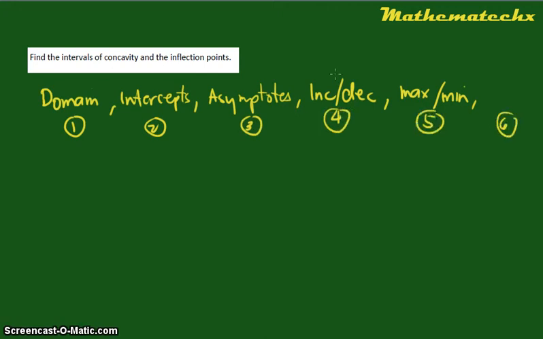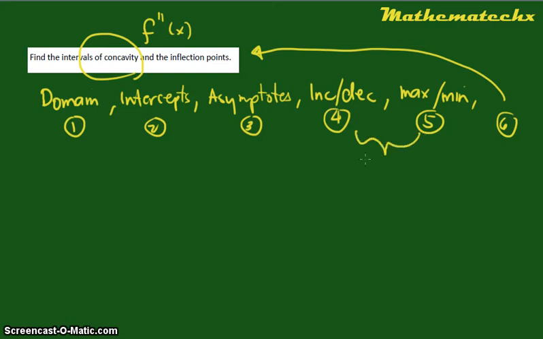The last step before graphing is for you to identify what are the intervals in which the graph is concave up or concave down, and we have to identify the inflection points. Okay, concavity depends on the second derivative. If increasing, decreasing, and maximum or minimum highly depend on the first derivative, concavity and inflection points will depend on the second derivative. Okay, so the function is x over x minus 1.